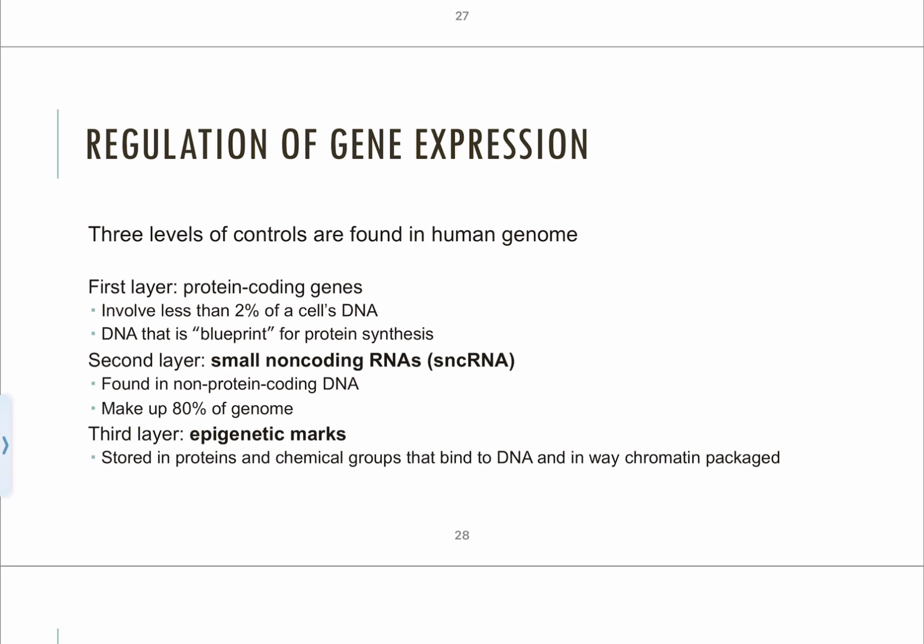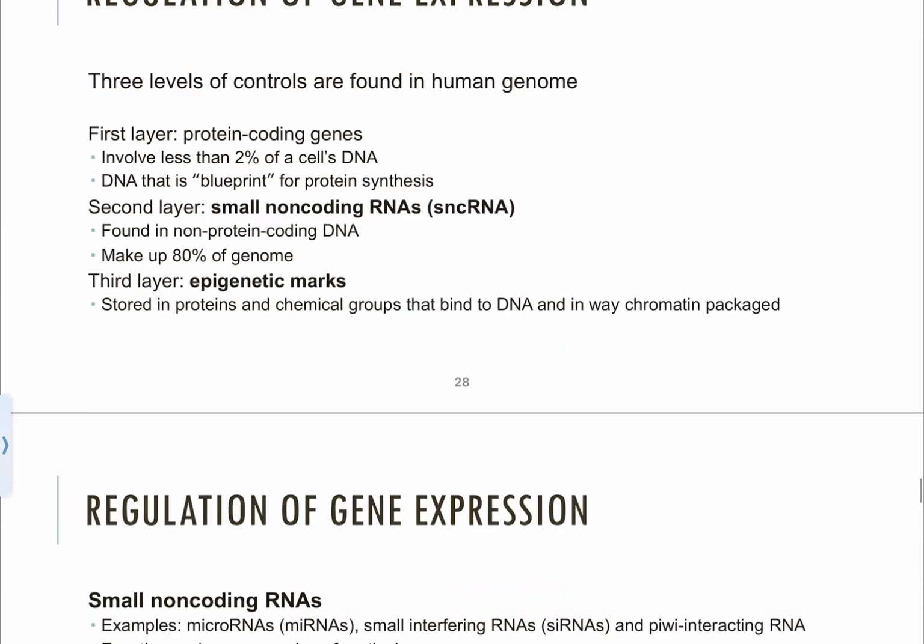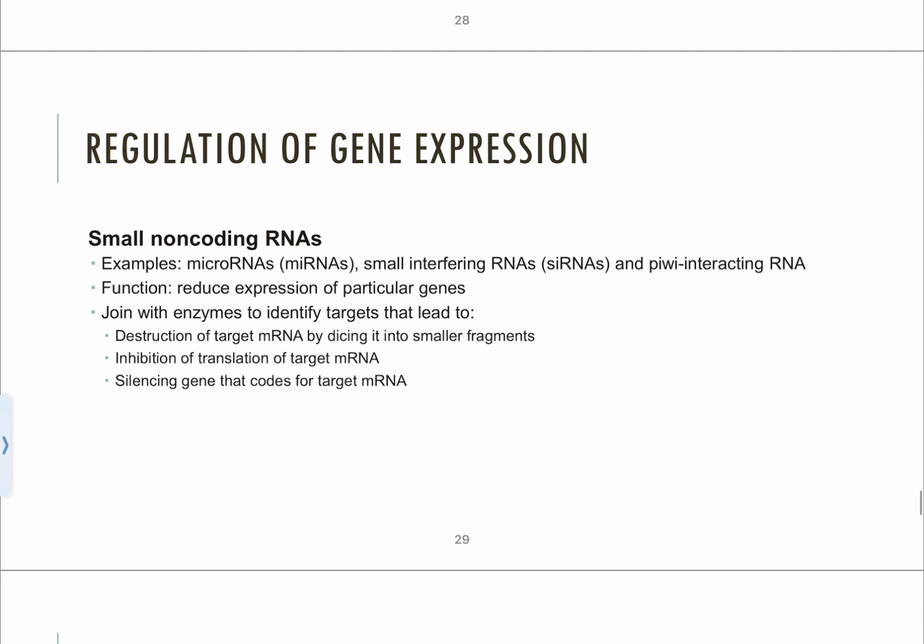The second layer is what we refer to as small non-coding RNAs, and these are found in non-protein coding DNA, something like for RNA. This makes up about 80% of our genome. The third layer is epigenetic marks, and these are stored in proteins and chemical groups that bind to DNA and in the chromatin that's being packaged.